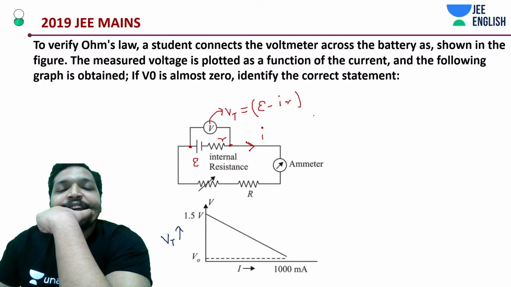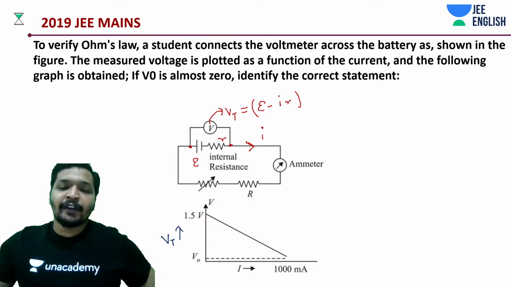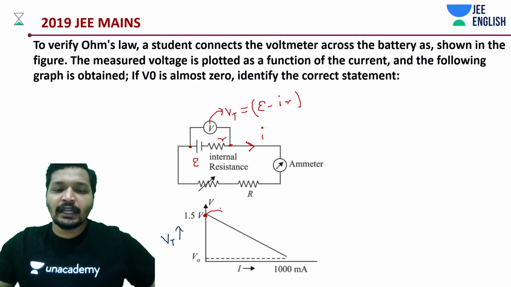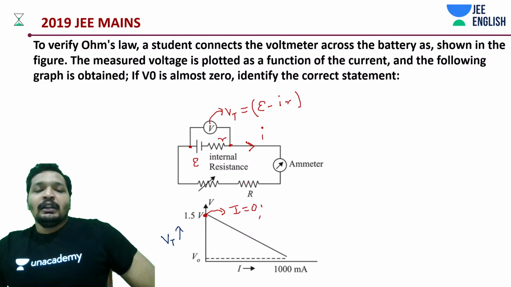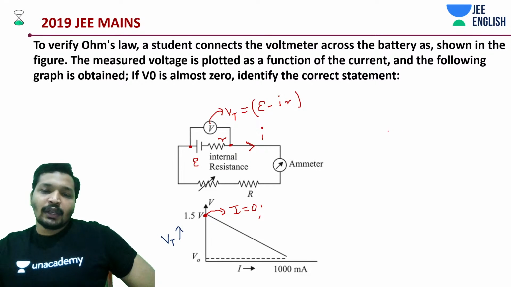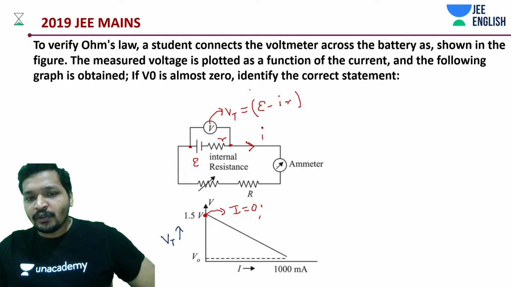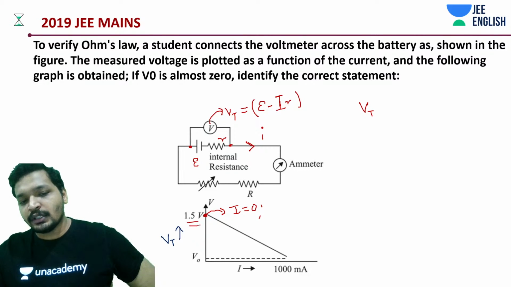We need to do it for 1.5 volts. We will start with 1.5 volts where current is 0. At this point, what is current? 0. We will find out R. First of all, let's see what do we get in this case. Okay, so we get current I is 0. So we know terminal voltage is how much? This is the terminal voltage that we are measuring, right? 1.5 volts.